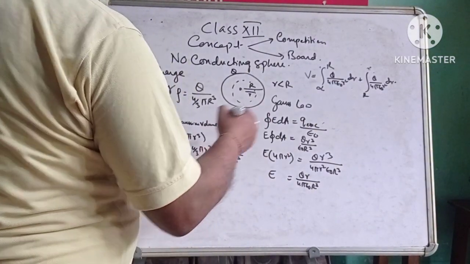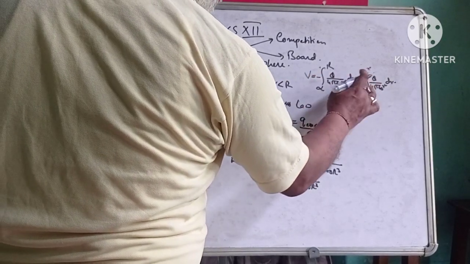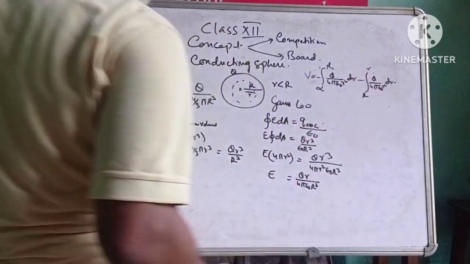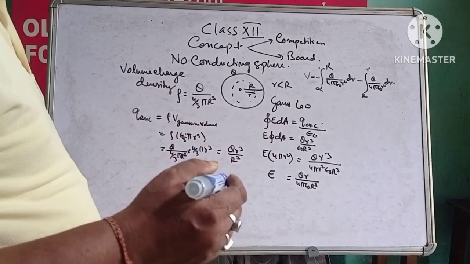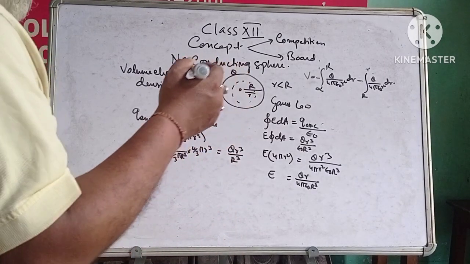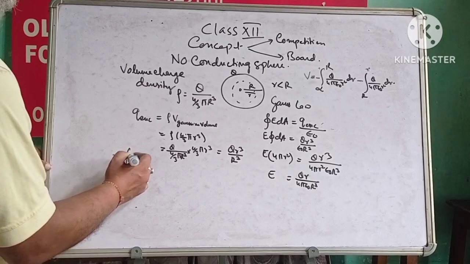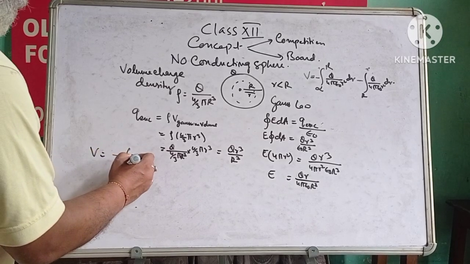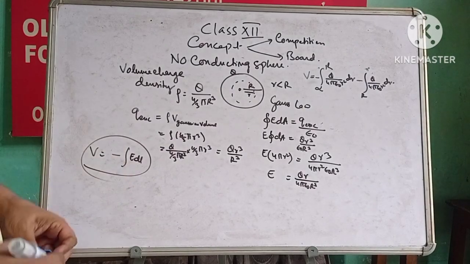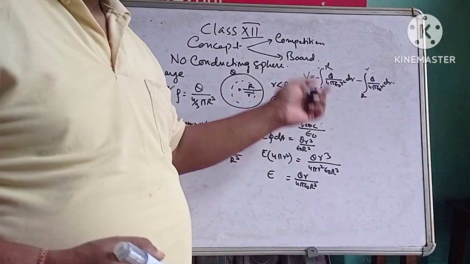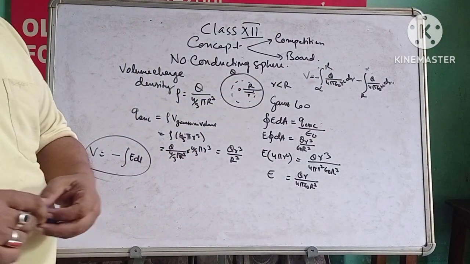Here, because it is the negative, this will be minus and minus, because potential is the negative integral of E here. So here this will be minus and minus. If you calculate it, you will get the potential.